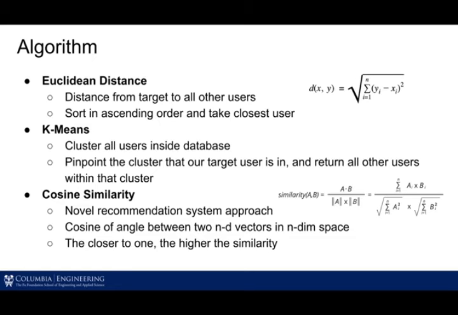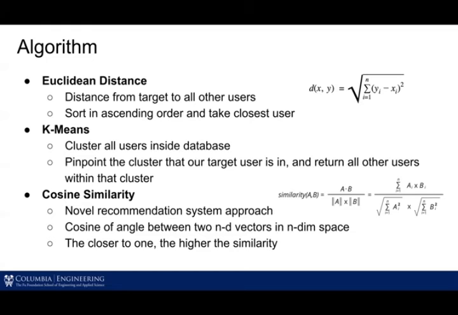The other method we looked at is called k-means, which is a simple clustering algorithm that clusters all the users inside the database. We then pinpoint the cluster that our target user is in, and we return all the other users within that cluster. So this method is similar to the Euclidean distance method, but it gets us a group of users within the cluster.